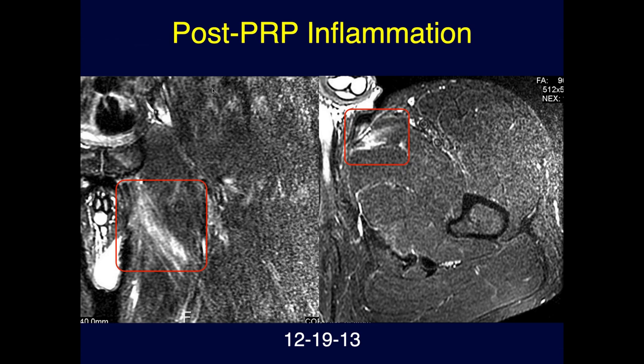So this just shows how you can really get, part of it is that you injected fluid. This is a few days after that, so we thought most of the fluid would have been resorbed. This is probably part of the increased inflammatory response you can get from putting PRP into muscles. And if you want an inflammatory response, you can inject 10% glucose.